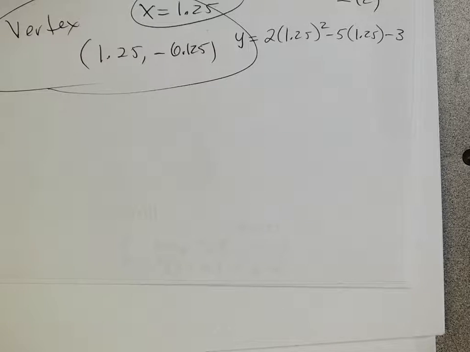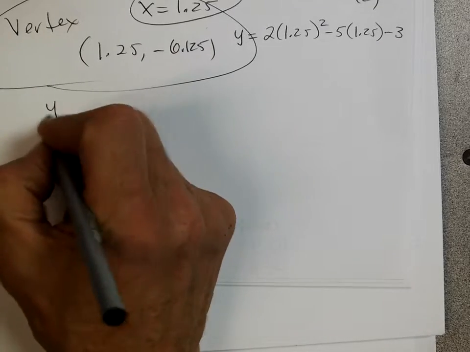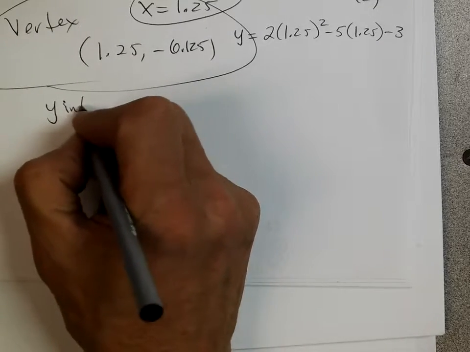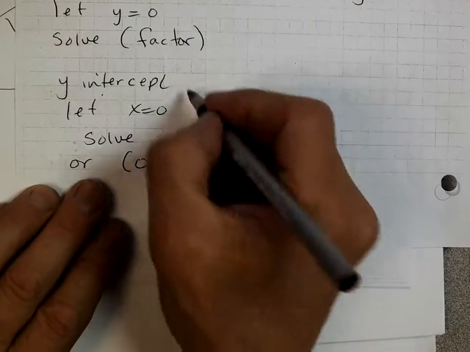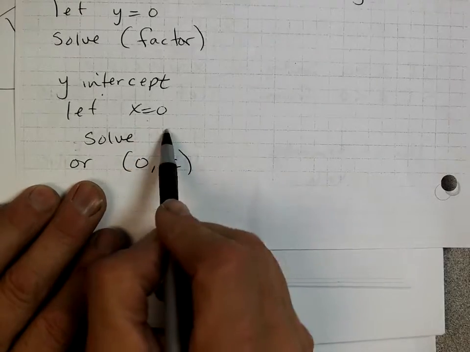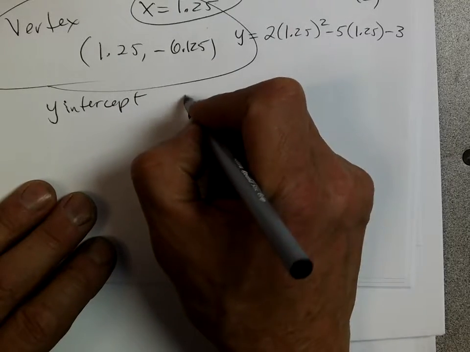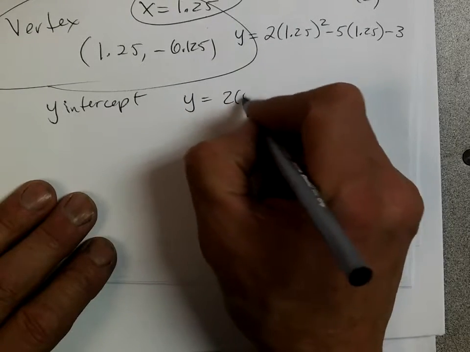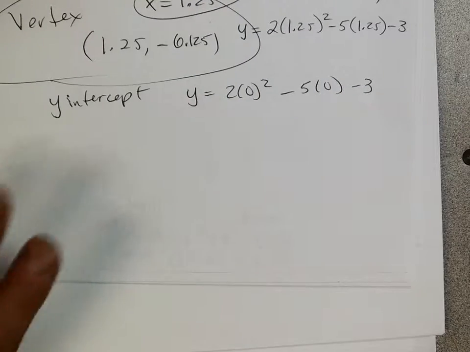Okay. All right, now I've got to find the y-intercept. So I look at my notes for the y-intercept. It says let x equal 0. So I'm going to plug in 0. I'm going to let x equal 0, and I'm going to have y equals 2 times 0 squared minus 5 times 0 minus 3. I already knew it was negative 3, right?